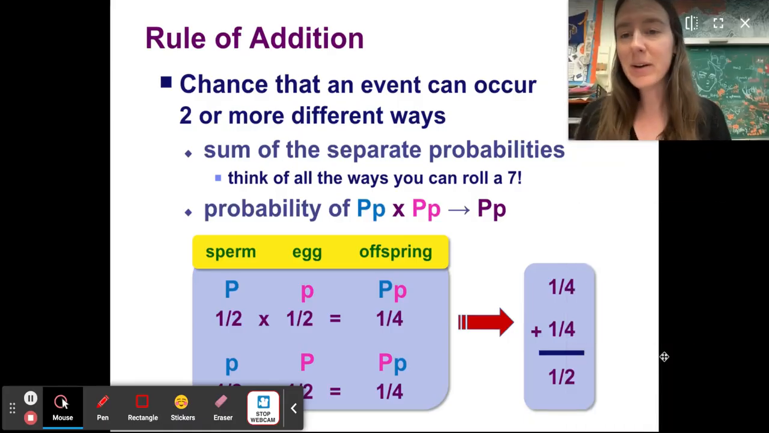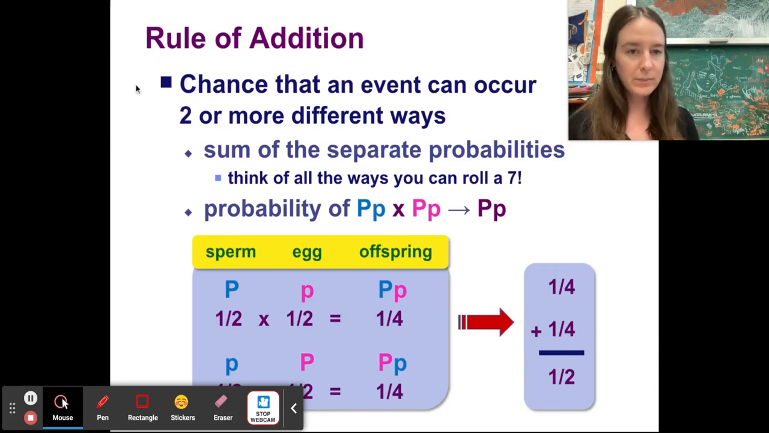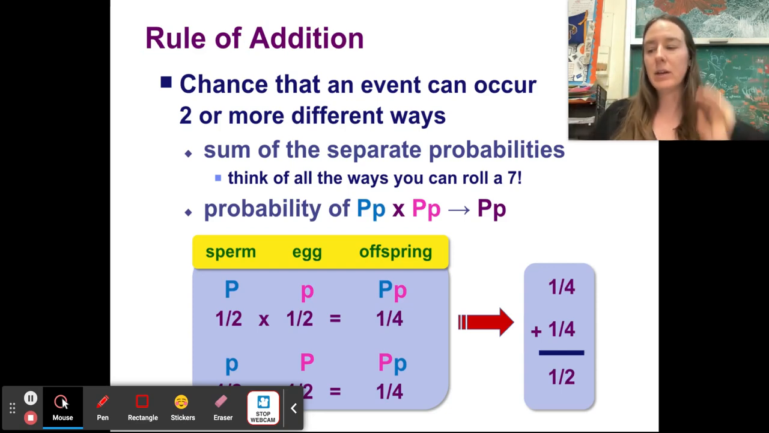The second rule of probability is the rule of addition. And it's the chances that an event can occur two or more different ways. So let's think about an event that we can think about.